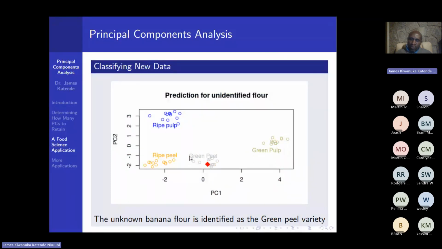So if you transform some new data that you have received and it lands around here, you may consider it as a green peel flour variety. If it scores around here on the first principal component, you may think of it as a ripe peel flour variety. If it scores towards the right, you'll think of it as a green pulp variety. But if it scores around here for the ripe peel, you may not be able to differentiate it from the ripe pulp because these ones, you can see they all seem to score around the same value.